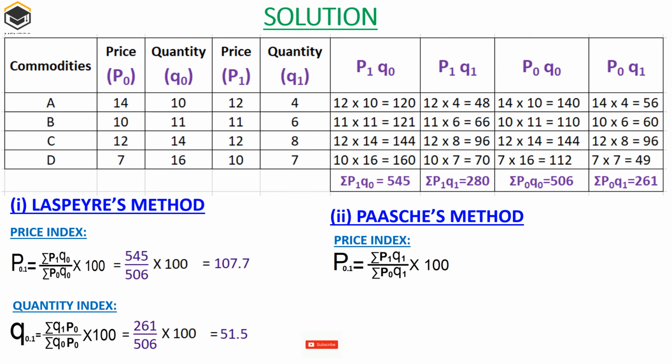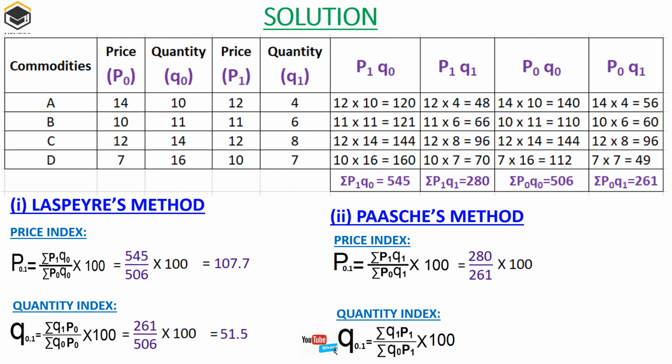Let's see the Paasche method. Under this we have the price index and quantity index. In Paasche, the author has given the weight to which year? The current year. The author has given the weight to the current year, so current year values will be used here. The first value is P1 Q1 divided by P0 Q1. Here I have 280 divided by 261. If I do the calculation, I get the price index number 107.6. Next I have the quantity index.